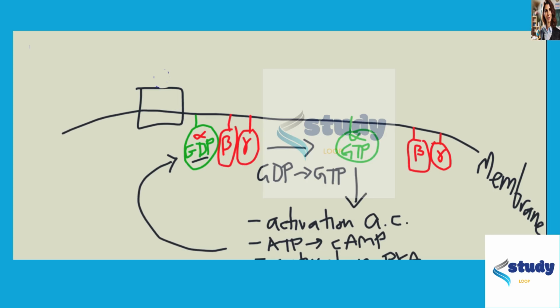But if we follow these steps of the signal, the exchange of converting the GDP to GTP, then the activation of these proteins and the ATP conversion followed by the breakdown, you'll see that the answer we are looking for is going to be D.